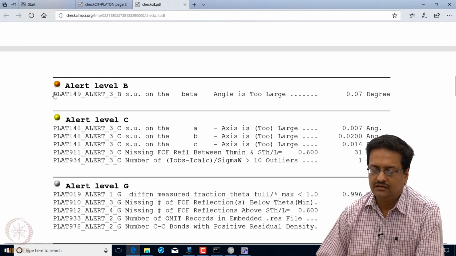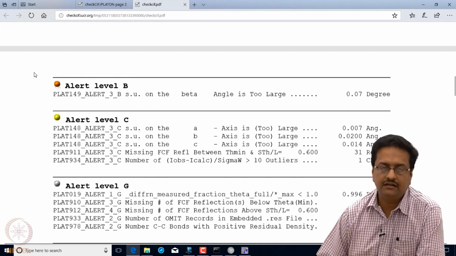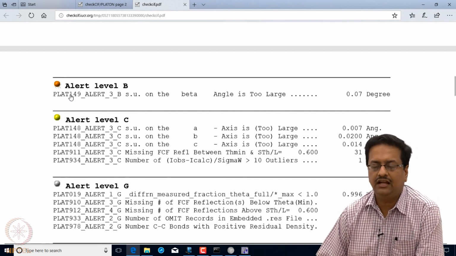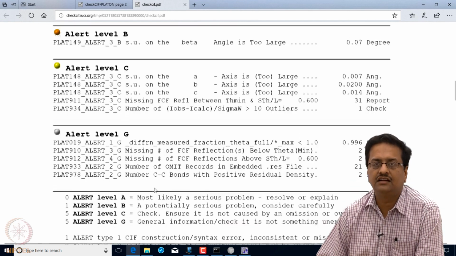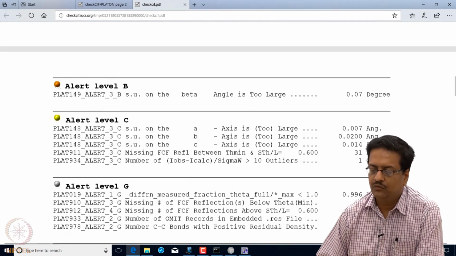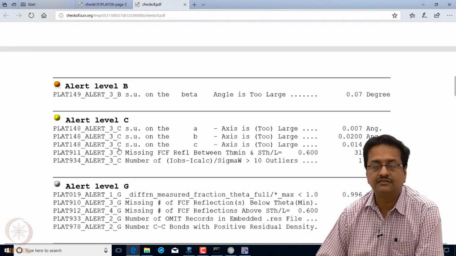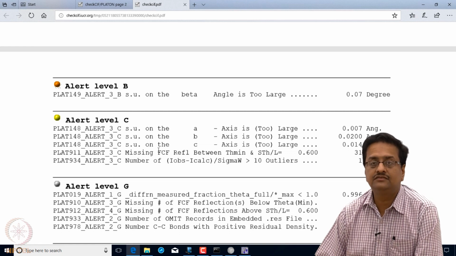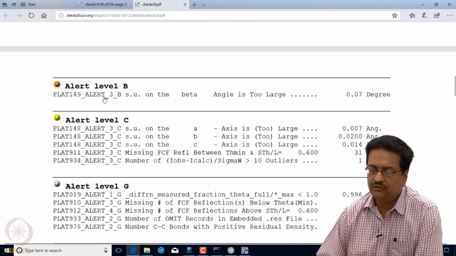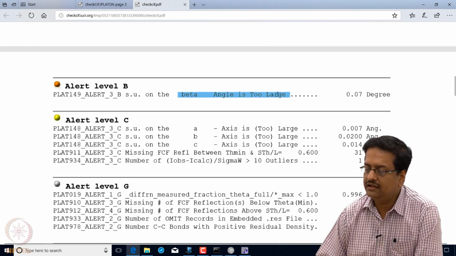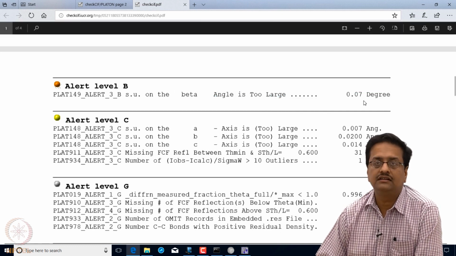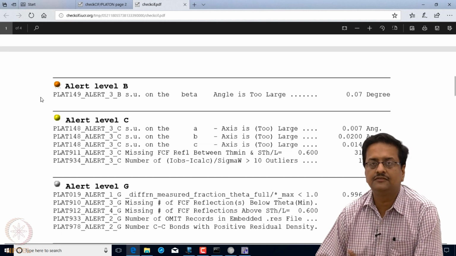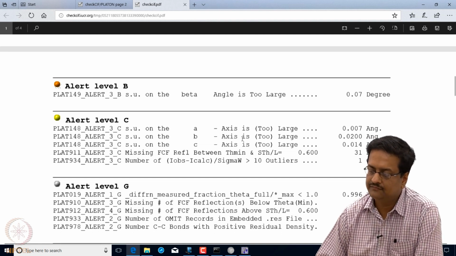alerts. The alerts which are marked as red and orange, alert level A and B, are serious alerts. Alert C and G are not so serious alerts, but if there are some alerts in C which can be addressed, they should be addressed. Here what it says is that on the beta angle the standard deviation is too large. We may have to, at the time of publication, give some explanation for that large standard deviation.